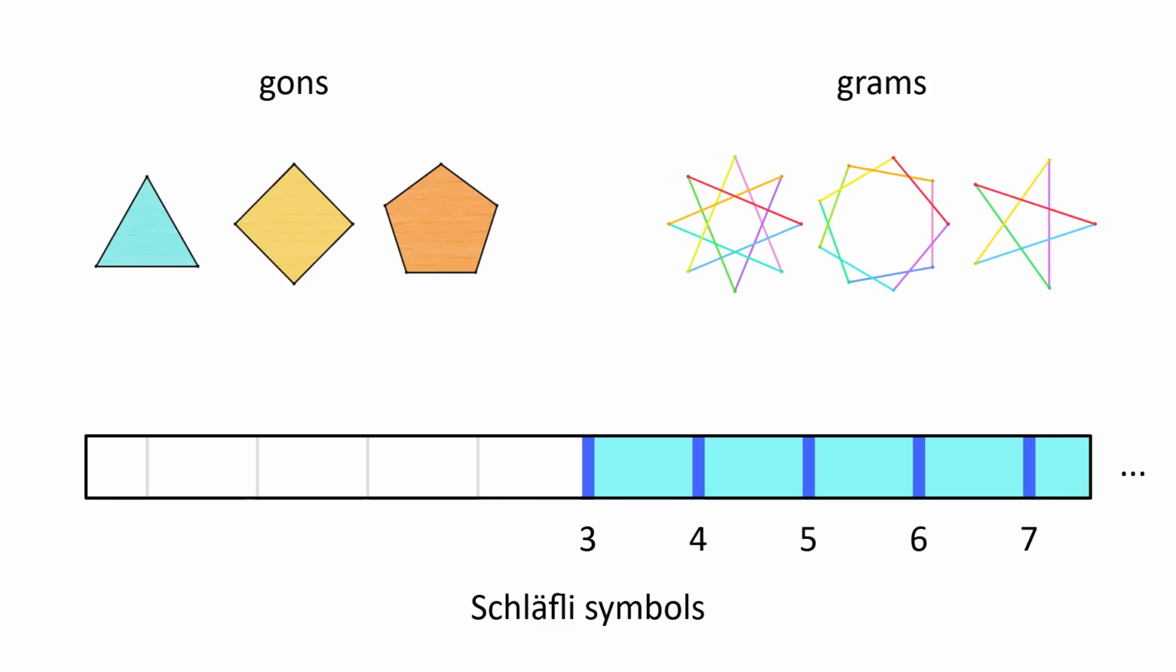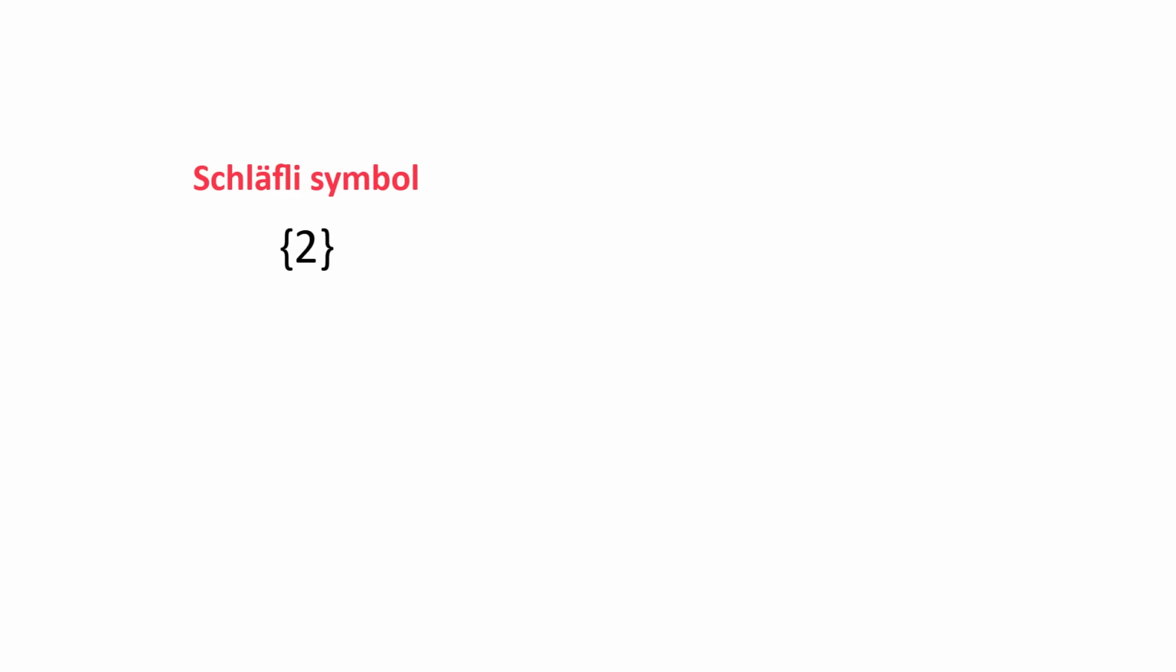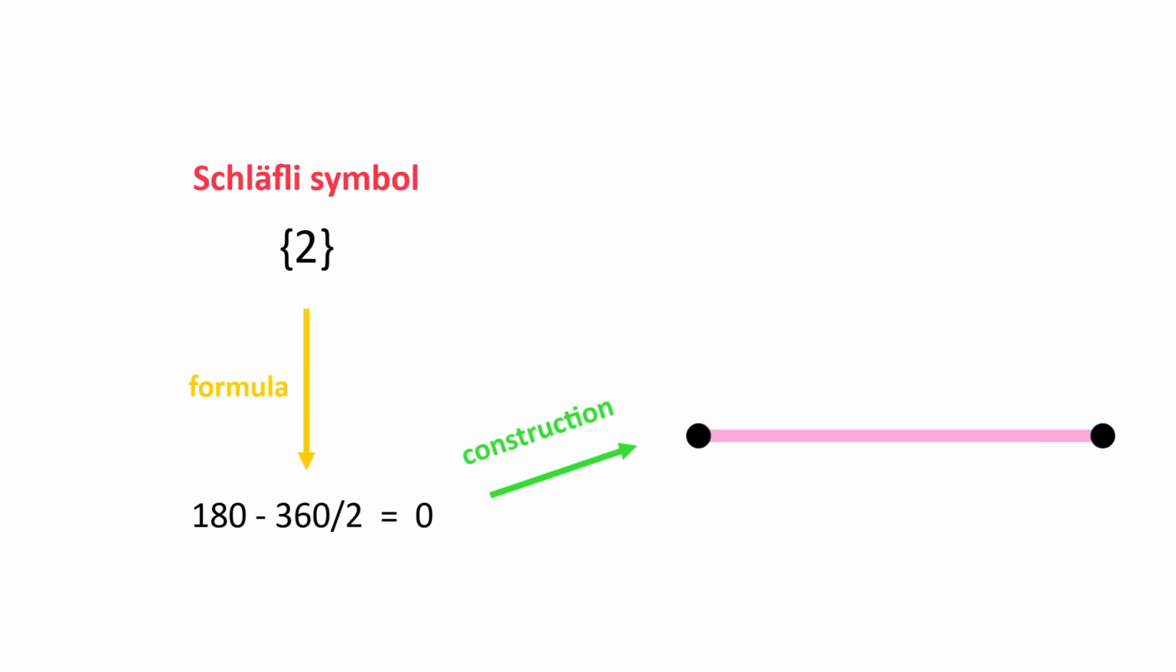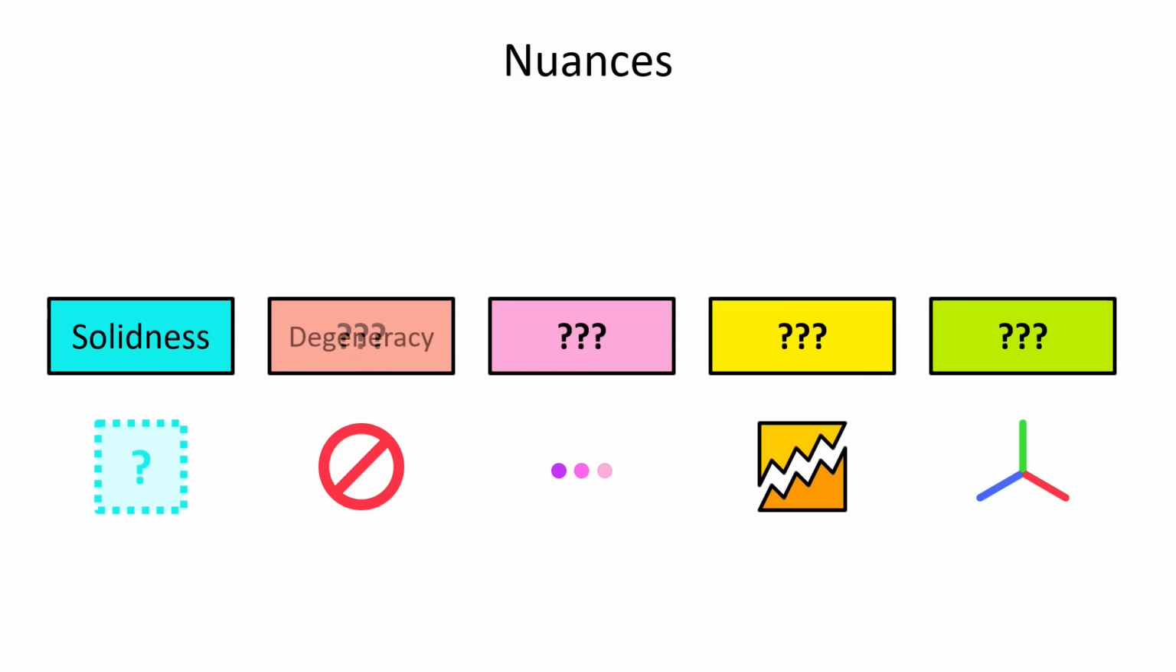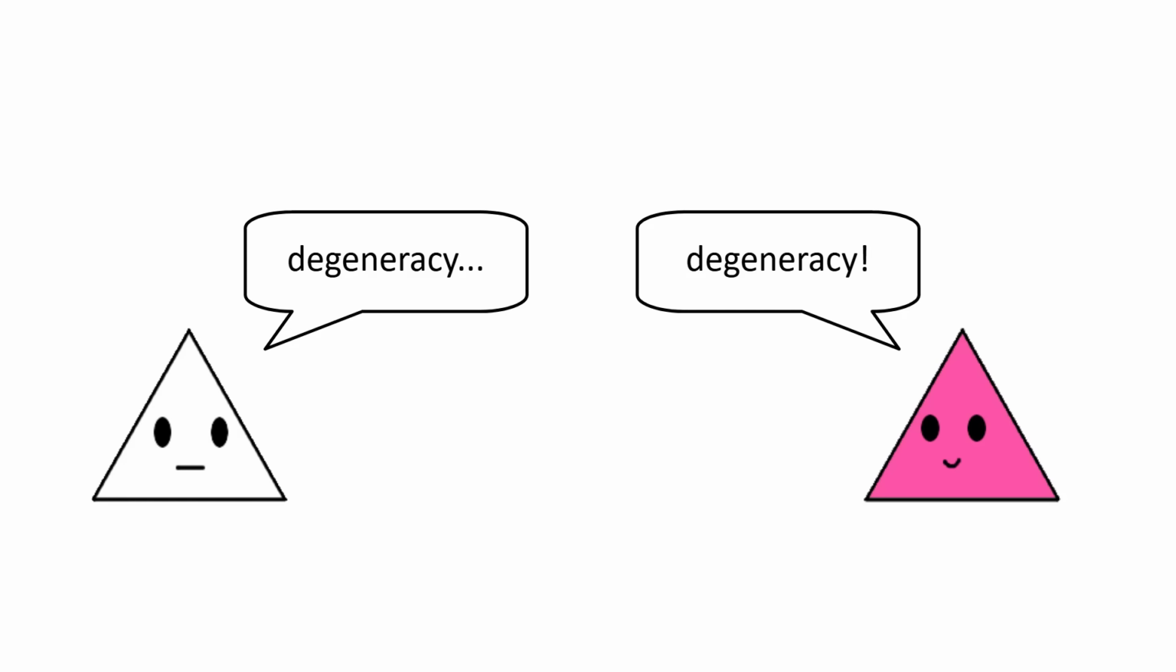But why start at 3? What if we use a Schlafly symbol of 2? Well, the angle you get is 0 degrees, which just turns you around right back to where you started. The shape closes up, resulting in the two-sided diagon. But you'll notice its two edges have the exact same location. This is an example of our second nuance, degeneracy. And yes, that is an official mathematical term.